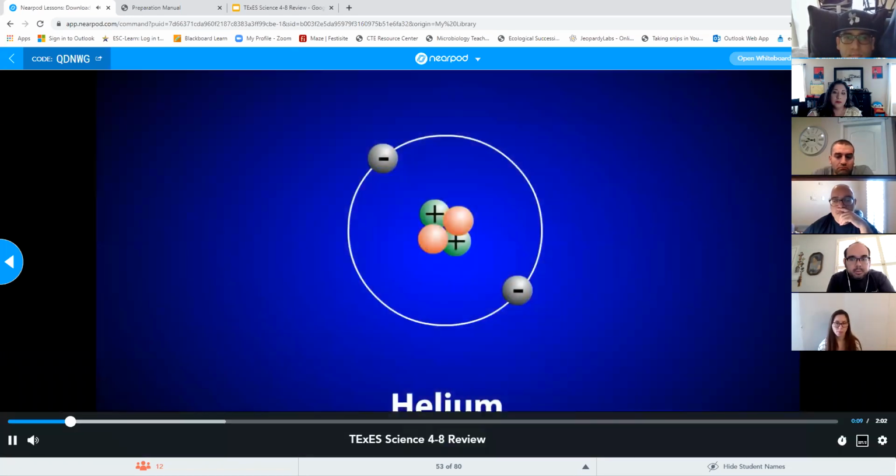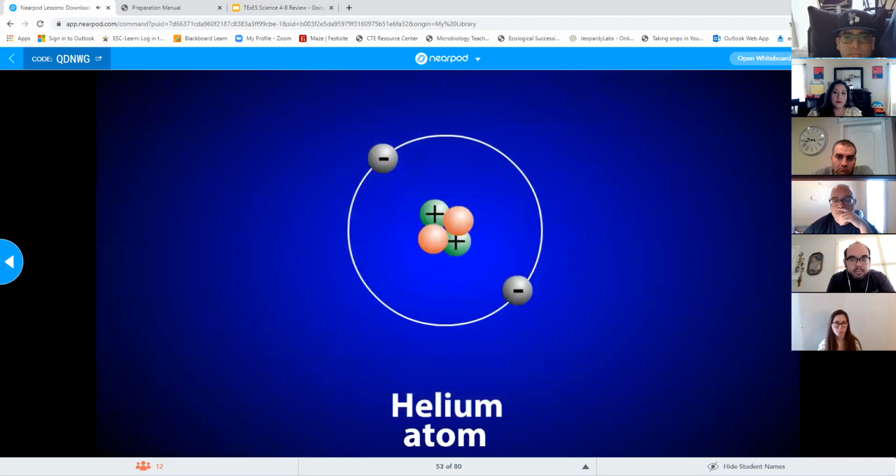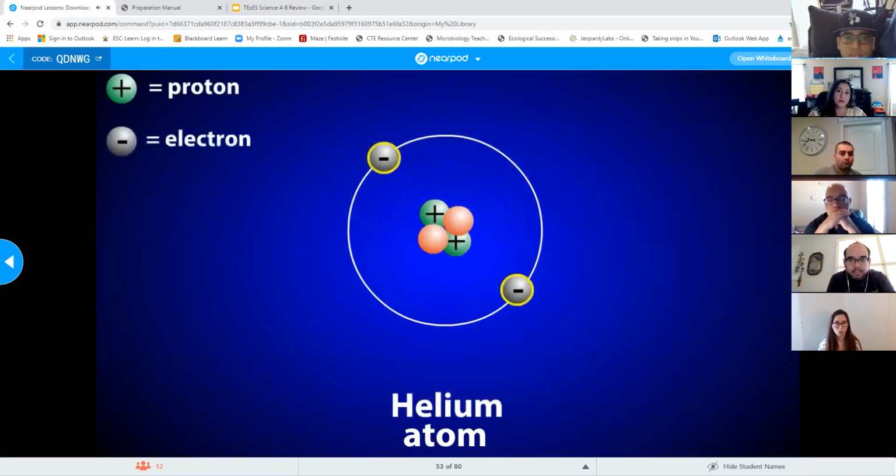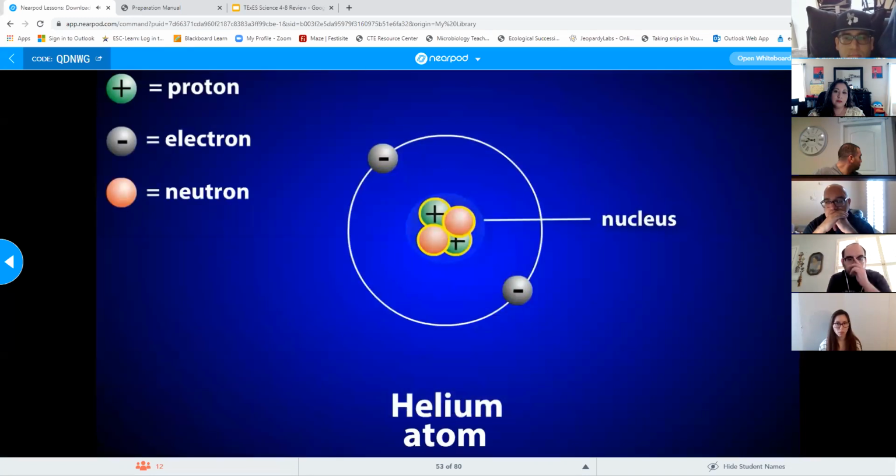Atoms are the fundamental unit of matter. They're made up of 3 types of subatomic particles: protons, which are positively charged, electrons, which are negatively charged, and neutrons, which have no charge. Protons and neutrons are located in the nucleus at the center of the atom, while the electrons orbit the nucleus.